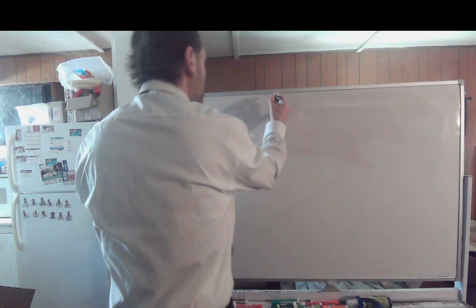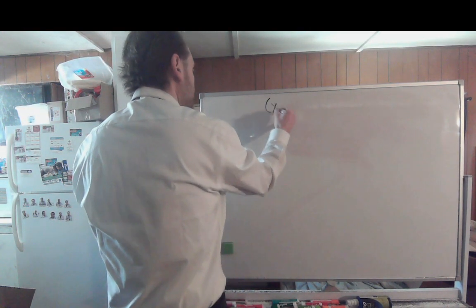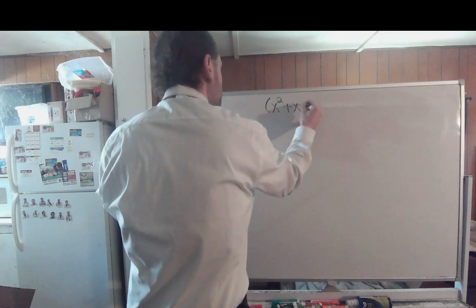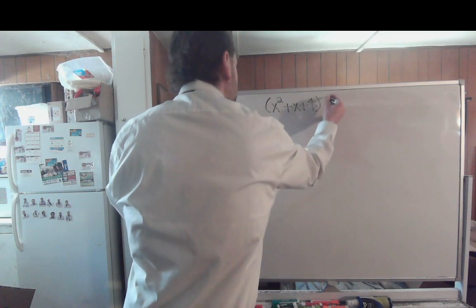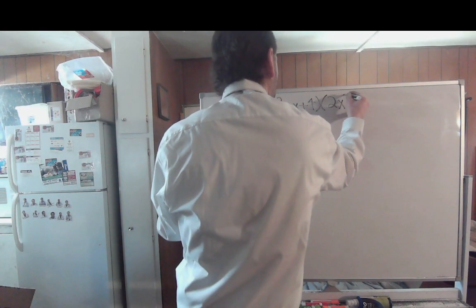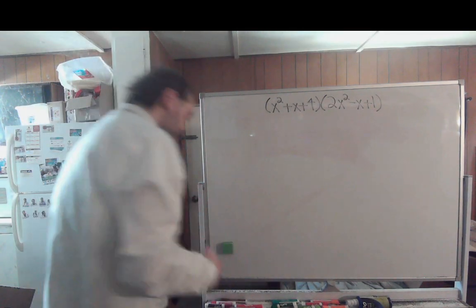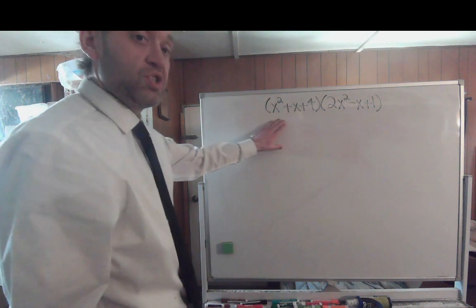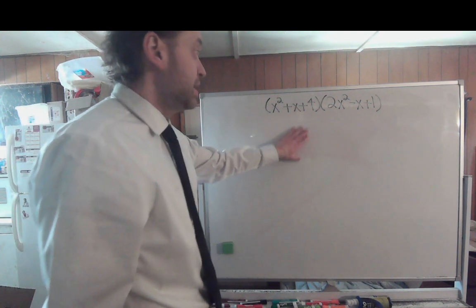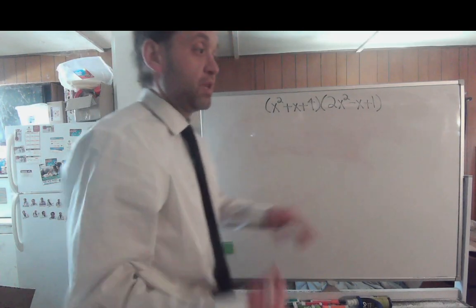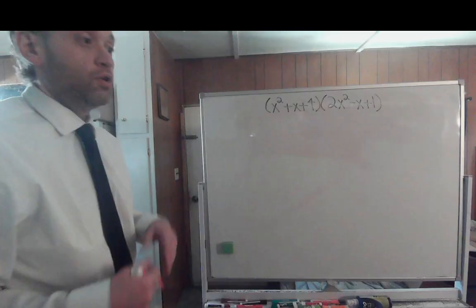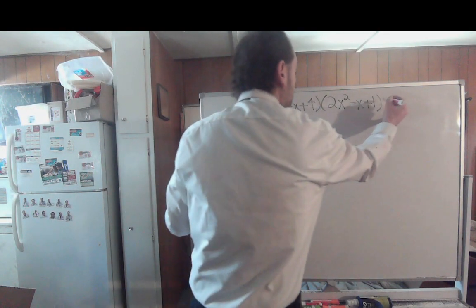Then, of course, you could end up having two trinomials you're multiplying, such as x squared plus x plus 4, that quantity times the quantity of 2x squared minus x plus 1. So this time we're multiplying two trinomials. The first one is x squared plus x plus 4, that quantity times 2x squared minus x plus 1. It's just a longer FOIL. That's all you're going to do. Just do a longer FOIL process.